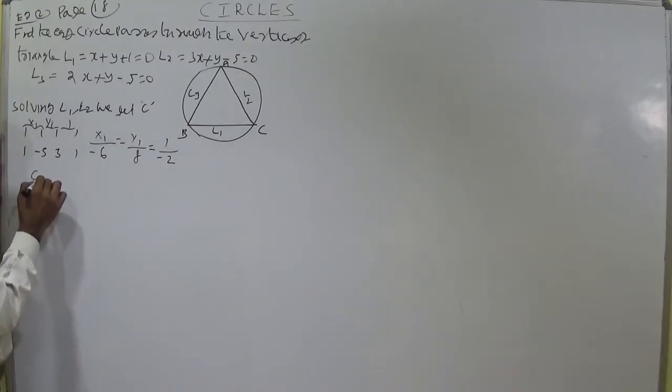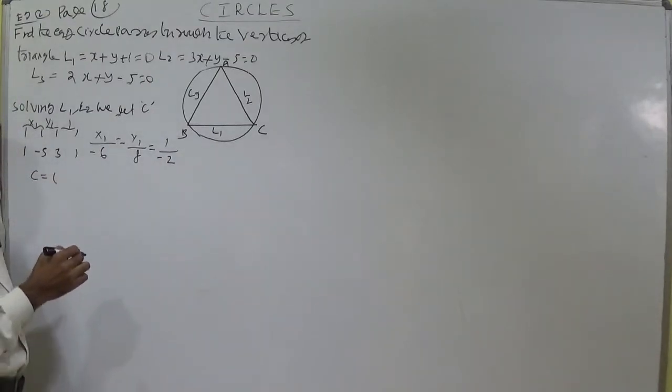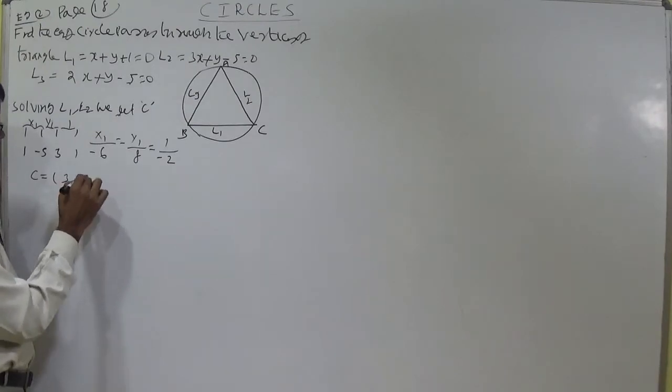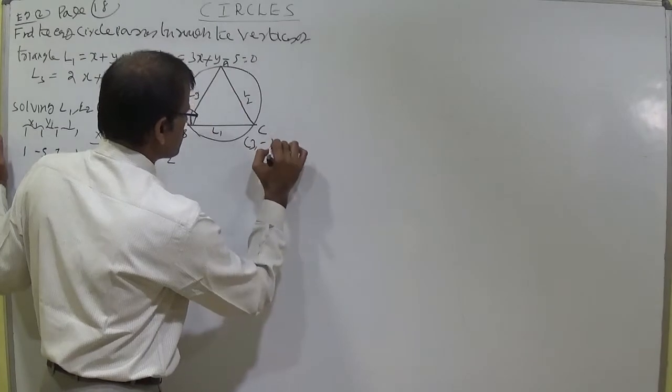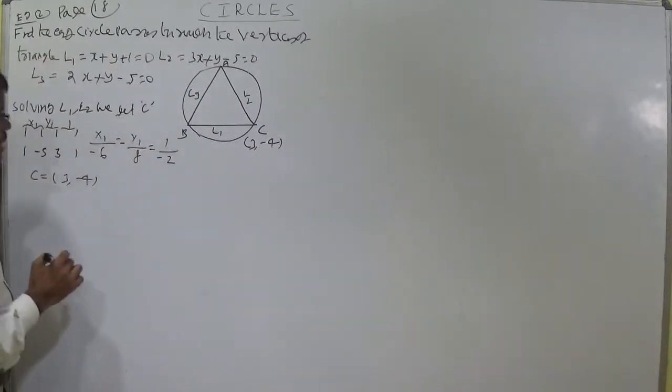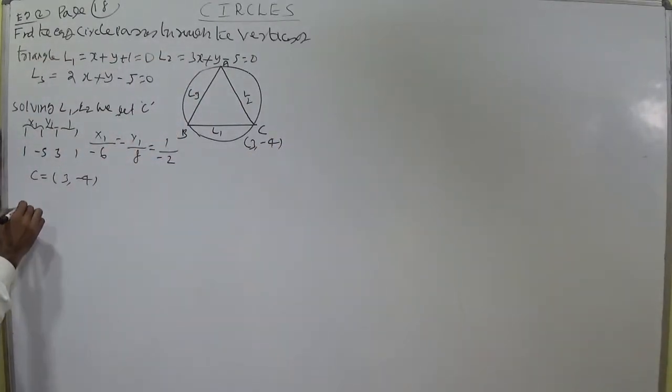So C is equal to minus 6 by minus 2, which becomes 3, and 8 by minus 2, this is minus 4. You write here 3 comma minus 4. 3 comma minus 4 is the value of C.